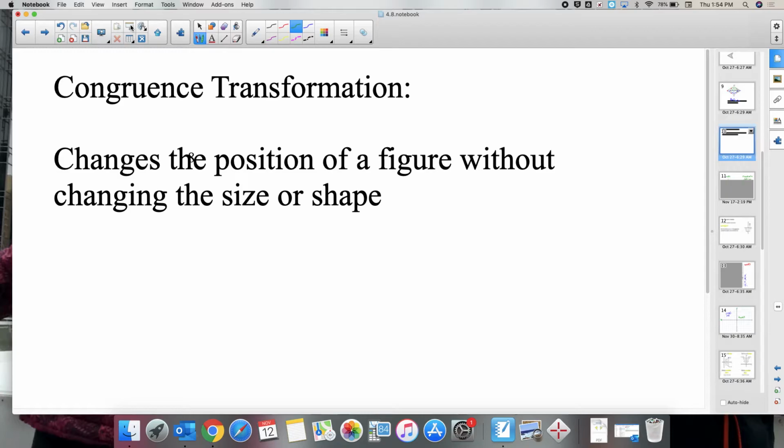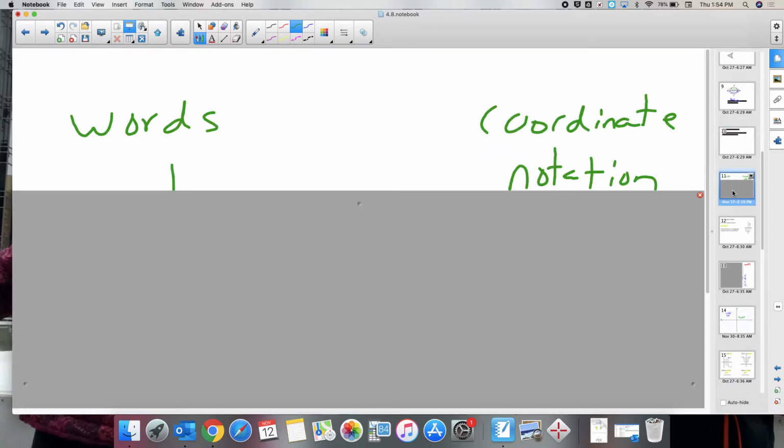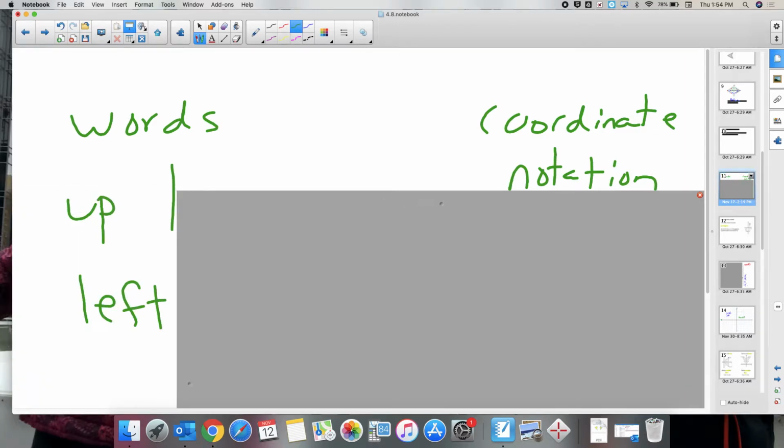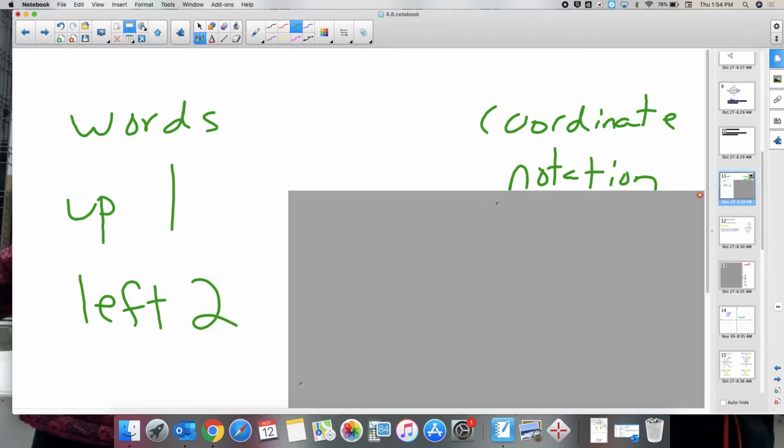Right? And then the last thing to go over here before we start looking at each of these transformations is what's called coordinate notation. Basically, what coordinate notation is, it wants you to be able to talk about how you are affecting the points of your figures. You can talk about it in words. We're going to move something up 1 and left 2. Or how does that affect your coordinates?